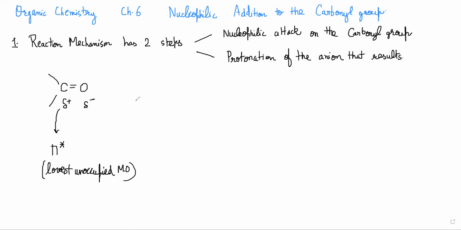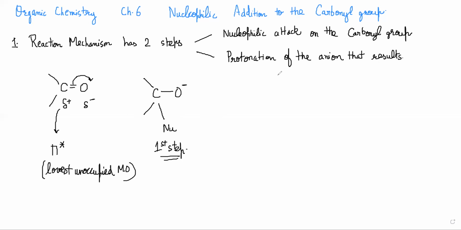So that pi star will be filled by the 2 electrons that come from the nucleophile. And as soon as that pi star is filled, there is a sigma bond that forms with the nucleophile, and the pi bond therefore breaks. The pi bond breaks, and this comes on this, and you get an anion. So the nucleophile attaches, and you get an O minus anion here, right? This is the first step. The first step is the addition step.